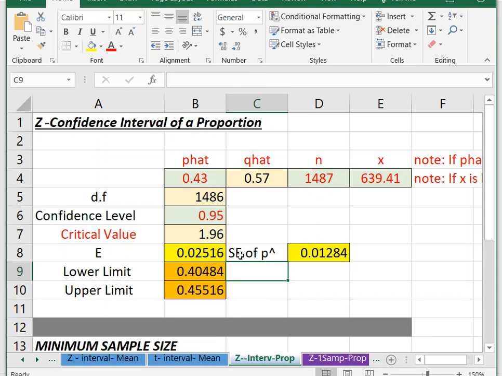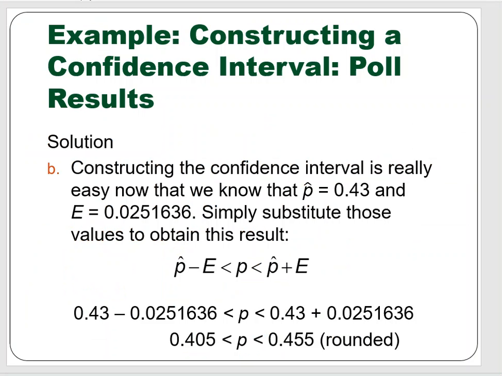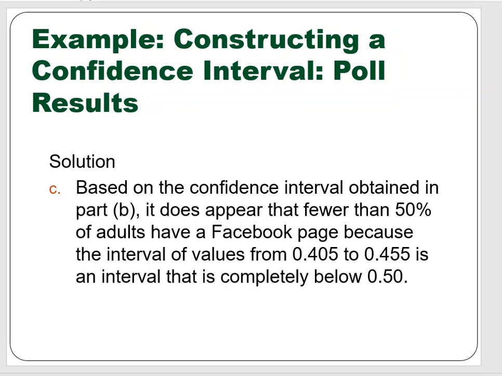If they want the standard deviation of P hat, it's calculated here if a question asks that. The lower and the upper limit are then calculated by taking P hat plus the margin of error to get the upper limit and P hat minus the margin of error to get the lower limit. So when I have this, these are my values. I round them to 3 places, don't round until the very end, and I'm good to go. And what I'm saying is I'm 95% confident that the true proportion of the population falls between these two values.